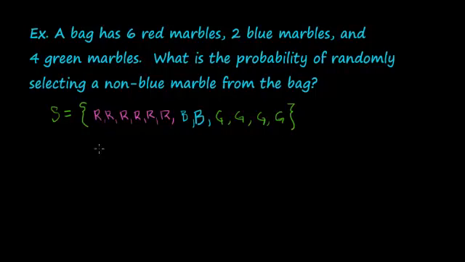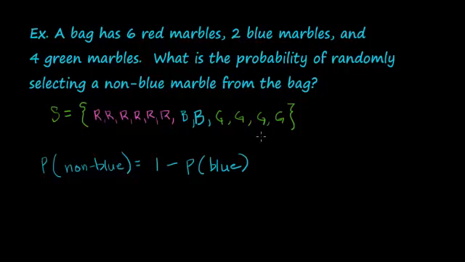Last time what we did was we found the probability of non-blue by taking the number of non-blue and dividing by the total number of simple events in our sample space. But this time, let's let non-blue be that event A, so that should be the same as 1 minus the probability of blue. So a marble in this bag is either blue or it's not blue. And so this is the relationship for an event and its complement.